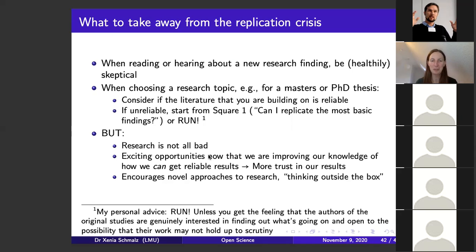Why do we need open science section? Because no matter where you go, what you read, if you hear about some new diet or some new treatment, this stuff is really relevant. Understanding how it can go wrong is very important if you want to evaluate research that has an impact on your everyday life. So when you hear about some new treatment of some kind, my recommendation would be to be healthily skeptical.